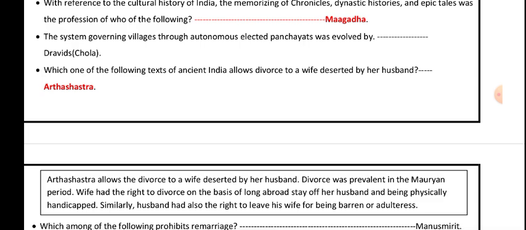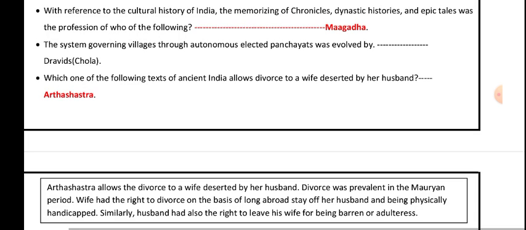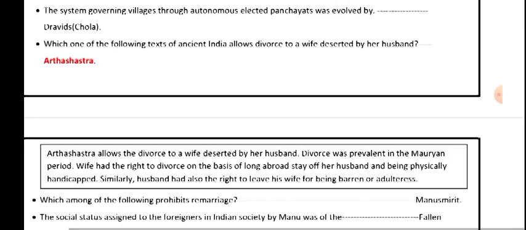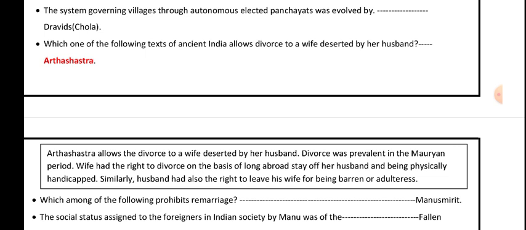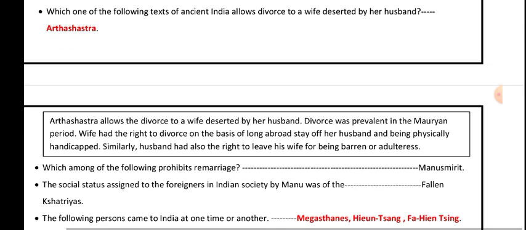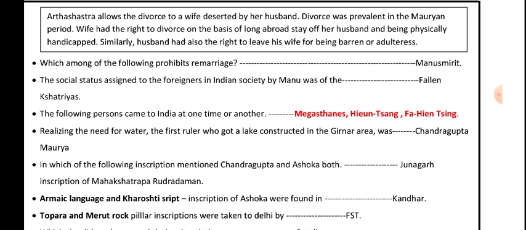With reference to the cultural history of India, the memorizing of chronicles, dynastic histories, and epic tales was the profession of two of the following: Magadha. The system of governing villages through autonomous elected panchayats was evolved by the Dravida, Chola. Which one of the following texts of ancient India allows divorce of a wife deserted by her husband? Arthashastra. Arthashastra allows the divorce of a wife deserted by her husband.